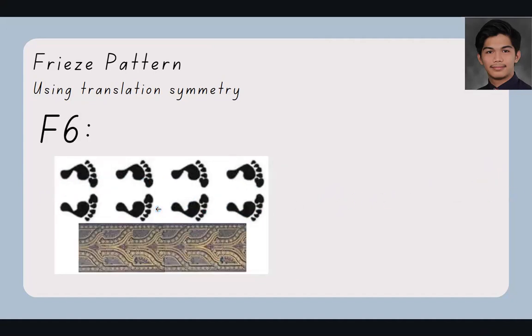The sixth frieze group contains translation and horizontal reflection symmetries. In this case, horizontal reflection indicates a reflection line over here, or a mirror line in between these two motifs, where this one had been reversed into this one, and then will be translated over in one direction.